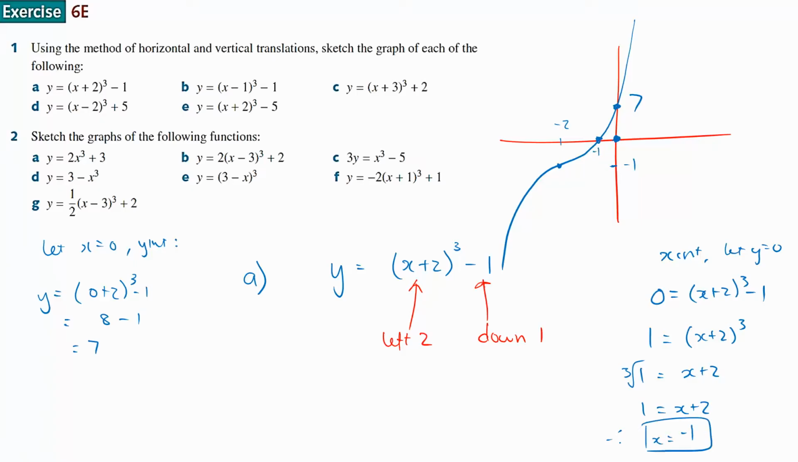So what does that tell me? It just tells me that. And voila, you've sketched a 3-mark question on how to sketch a cubic.